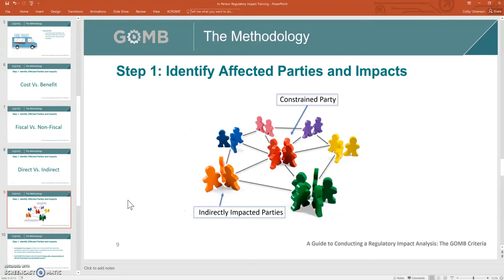So all the other parties on the outside of the web who are connected to the constrained party are the indirectly impacted parties. Only these parties on the outside of the web are those who can experience indirect impacts. So to review, only the constrained party can experience direct impacts, and only the parties on the outside of the web can experience indirect impacts.